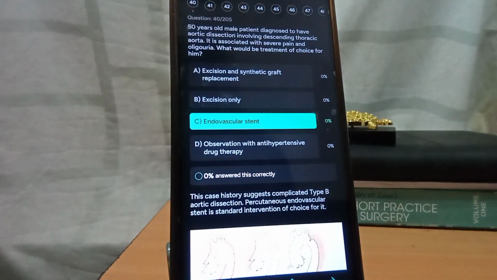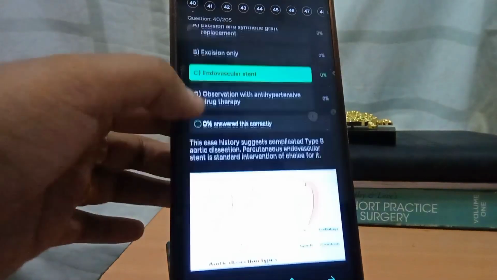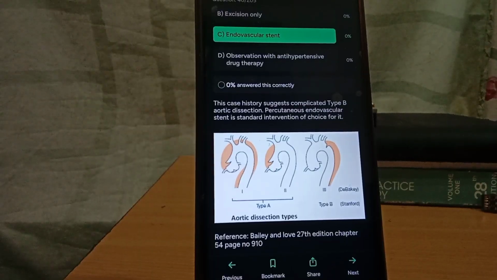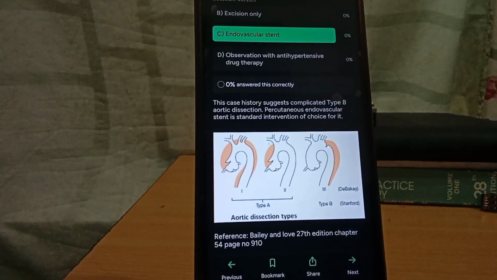Then a 50-year-old male patient diagnosed to have aortic dissection involving descending thoracic aorta. It is associated with severe pain and oliguria. So what will be the treatment of choice? This case history suggests complicated type B aortic dissection. So percutaneous endovascular stent is the standard intervention of choice.